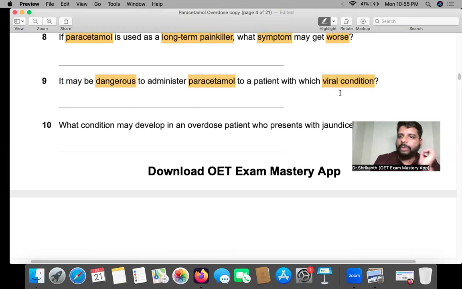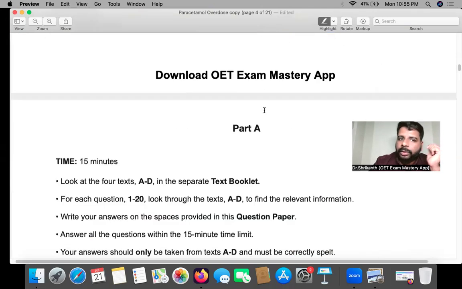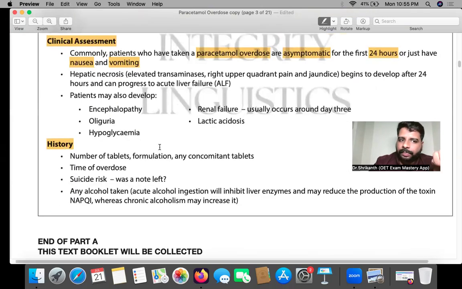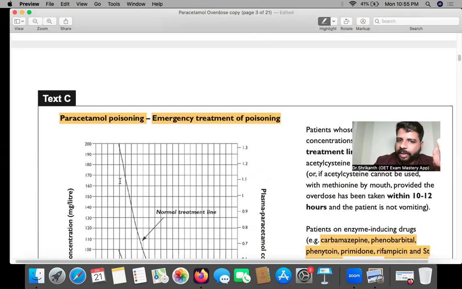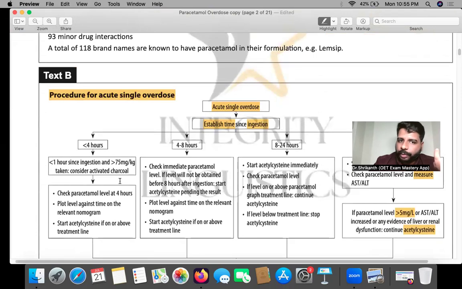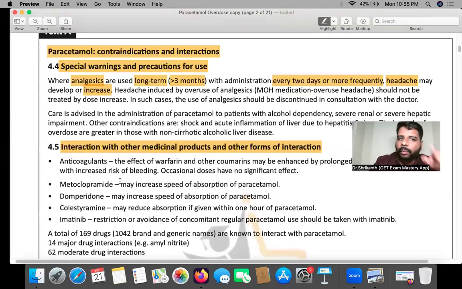So what is the answer? So a patient suffering from a viral condition, if we are giving paracetamol, then it is going to be a dangerous situation. Which viral condition? So here also, where do you think the answer will be? Do you think the answer will be in clinical assessment? Do you think the answer will be in history? No. Do you think it is going to be in emergent treatment? No. Do you think it is going to be in the procedure? No. It is going to be in the warnings.